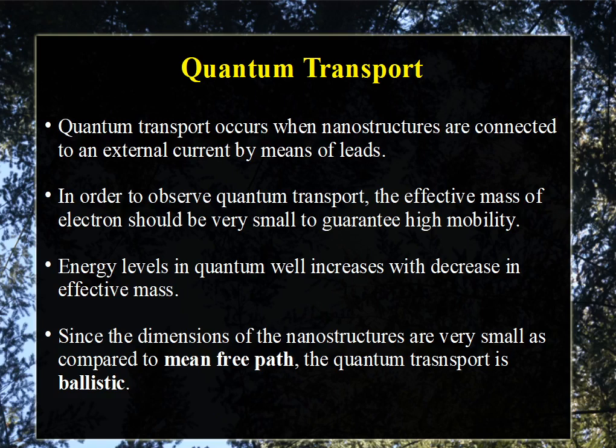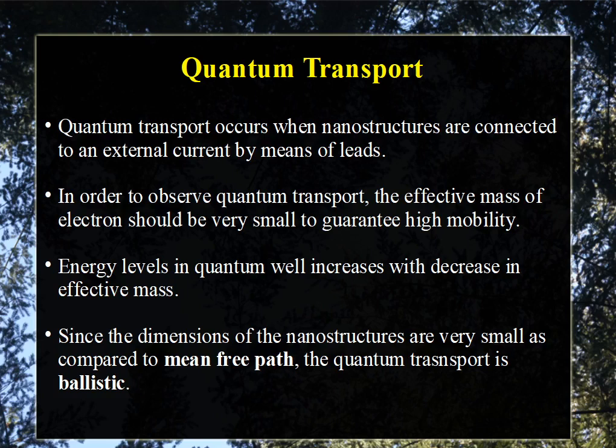That means if we take gallium arsenide, when compared with aluminum gallium arsenide, the mobility of electrons is very high. One point is that the effective mass of electron in gallium arsenide is very small when compared with aluminum gallium arsenide. When the effective mass decreases, the mobility also increases. That is the advantage of gallium arsenide. Energy levels in a quantum well increase with decrease in effective mass. That's also a valid point.